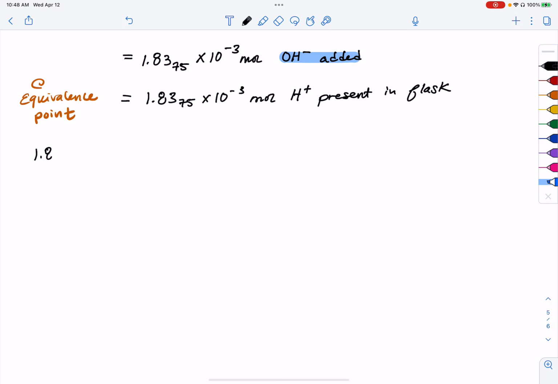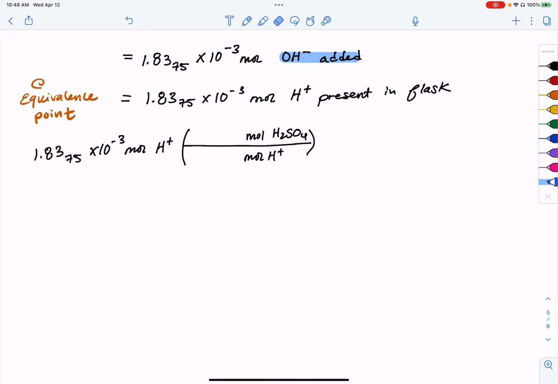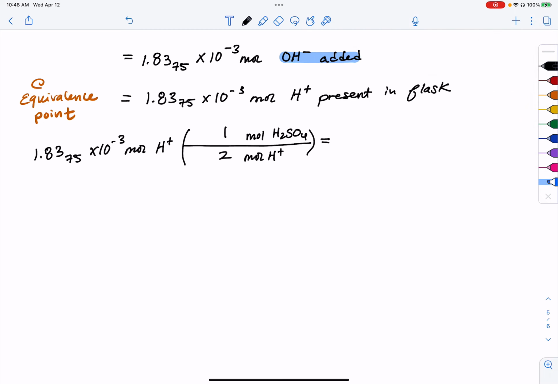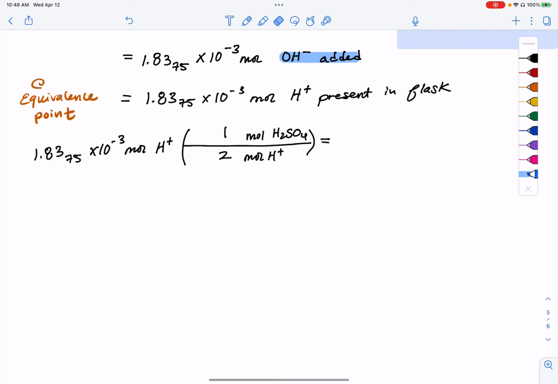So I have 1.8375 times 10 to the negative 3 moles of H+. And I know that all of those H pluses came from H2SO4. And looking at that subscript, for every 1 mole of H2SO4 that was dissolved, that generated 2 moles of H+ in solution. So I need to divide this mole quantity by 2 to get my mole quantity of sulfuric acid.